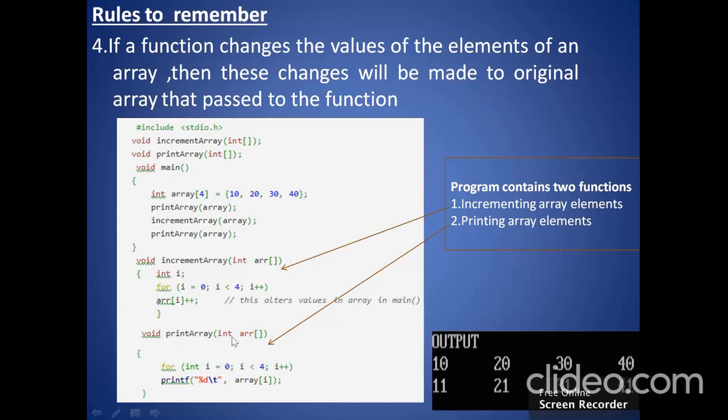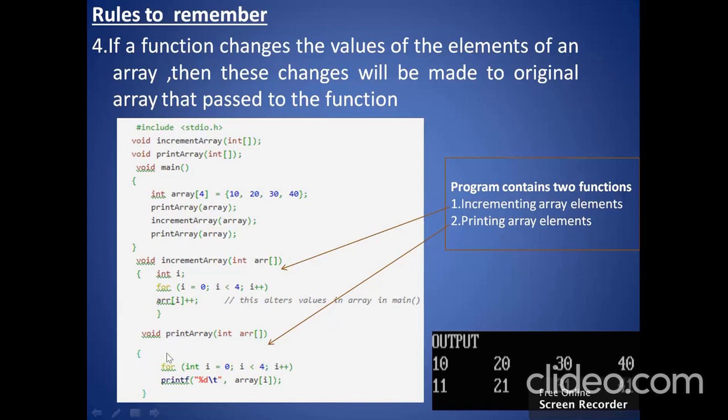This is the function definition of the print array function, that is void print array. Inside the bracket we put the formal parameter, that is int arr, then an empty square bracket. When we call the print array function, this array has a base address. That base address is passed to this array. The name of this array inside the print array function is arr.